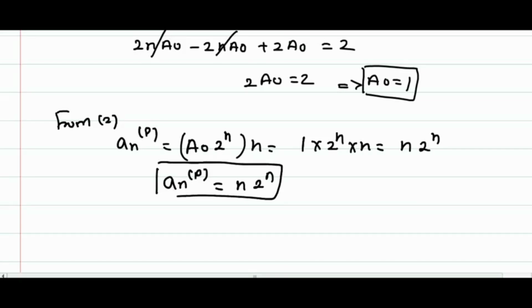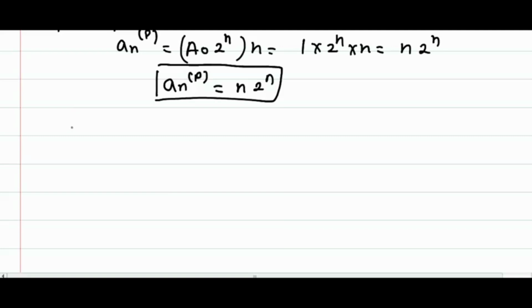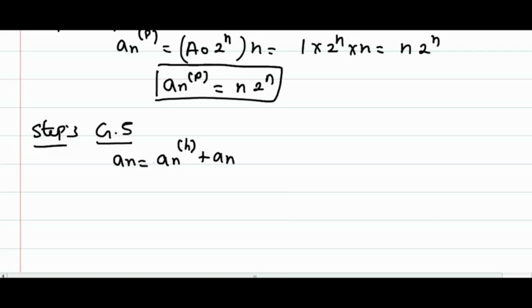Now, how to write the general solution? The general solution is nothing but adding the particular solution and the homogeneous solution. So, to find the general solution, a_n equals a_n homogeneous plus a_n particular solution. What is the homogeneous solution? That is step number one's answer: A into 2^n, plus the particular solution n · 2^n. So this is your a_n value.